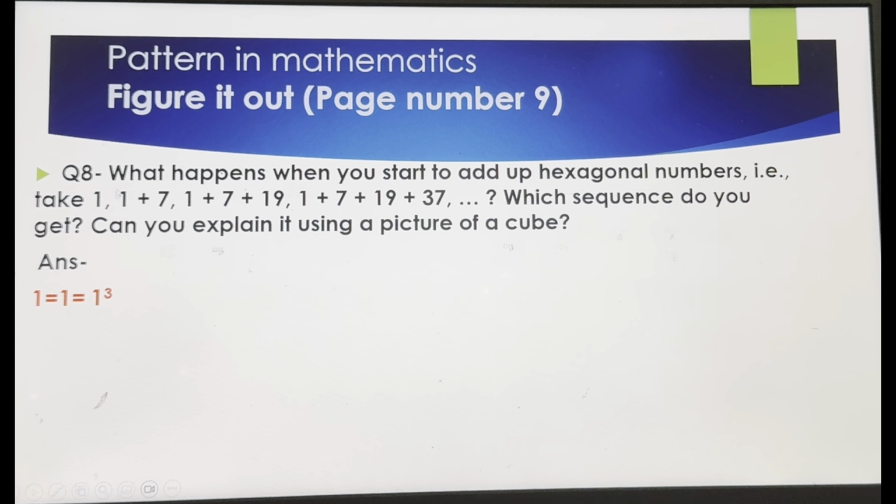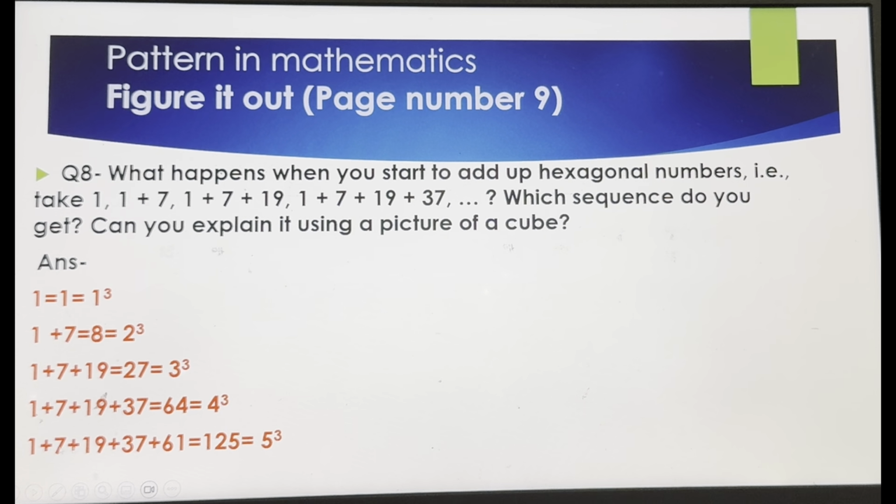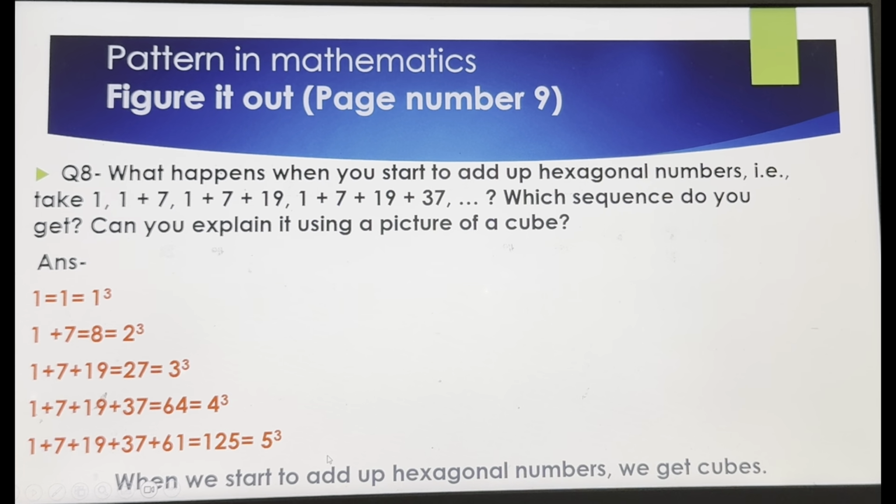So let us see. So first is 1. 1 is equal to 1. So 1 cube is 1. That's okay. Then 1 plus 7, you add, you get 8. Now 8 is 2 cube. Then you are adding the third hexagonal number. So 1 plus 7 plus 19, you are adding, you get 27. 3 cube. How beautiful, right? Then the first 4 hexagonal numbers, the sum is 64. 4 cube. Wow. And the first 5 hexagonal numbers, when you add, you get 125, which is 5 cube. Now, when we start to add up hexagonal numbers, we get cubes.